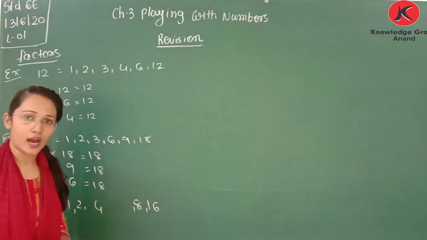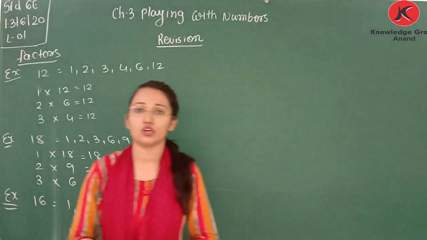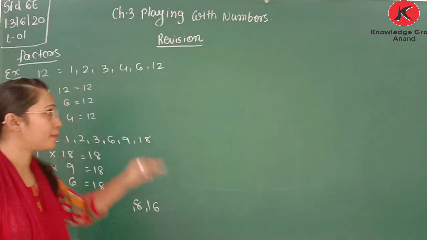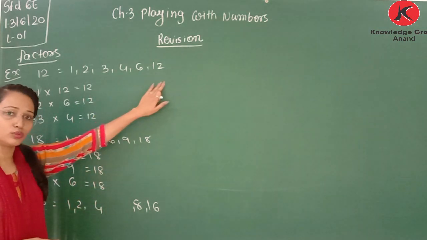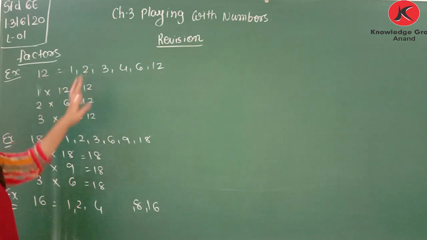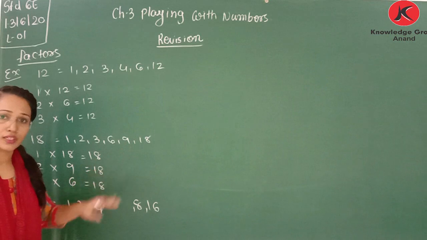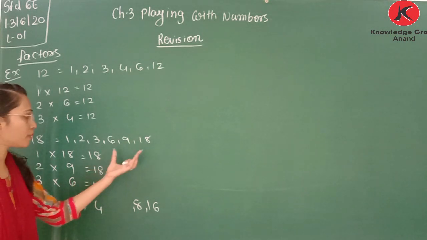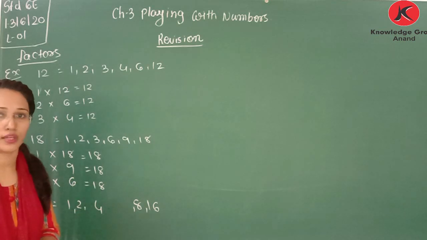Means they are countable. Then we learned factors are less than or equal to the given number. If you find the factors of any number, they are either less than or equal to the number. None of the factors is greater than the given number. There is no factor greater than 12. Same here for 18, none of the factors is greater than 18. All numbers are less than or equal to 18. So these are the rules for factors.